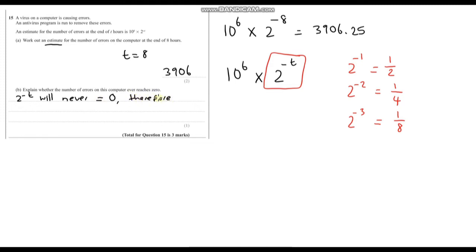Therefore, when we multiply that by 10 to the power 6, we will always get a positive answer.